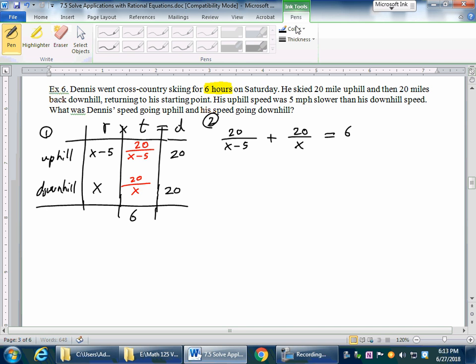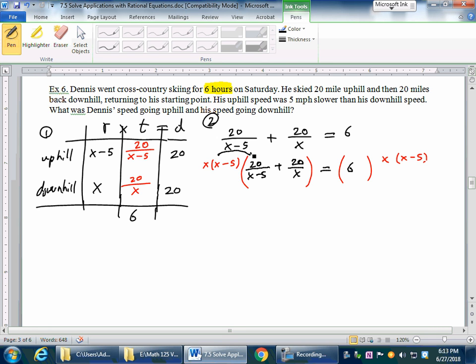Now, we clear the fractions because this is not a proportion type, so I have to multiply by the LCD on the left hand side and the LCD to the right hand side to clear the fractions. So 20 over x minus 5 plus 20 over x equal to 6.